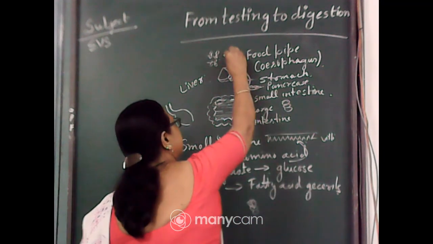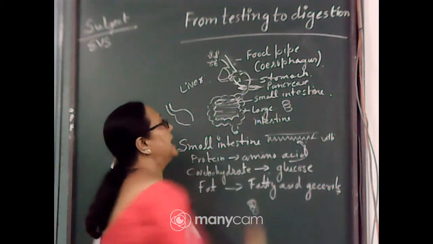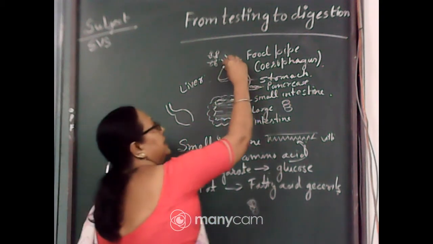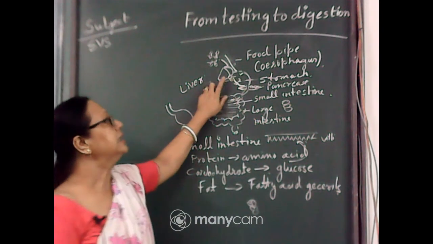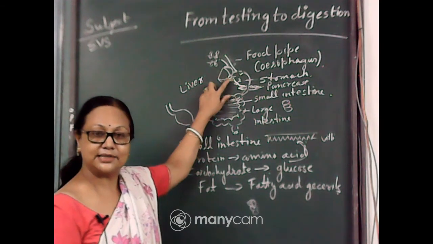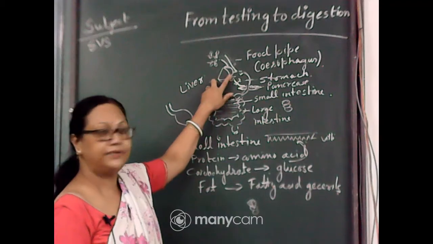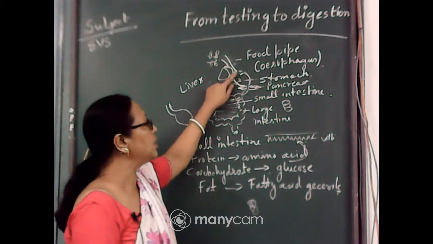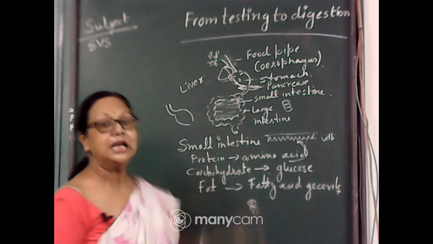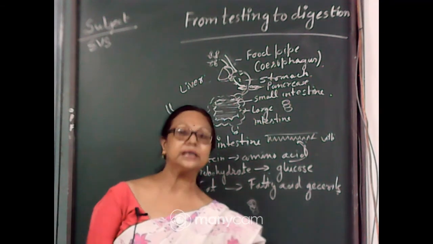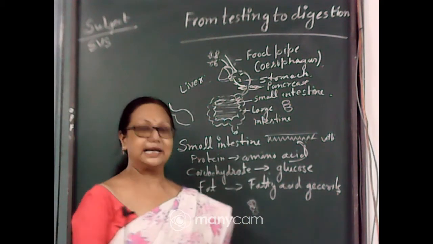Near the stomach and food pipe, you can see a big organ called the liver, and from the liver the food gets the bile juices. The bile comes from the liver to the stomach, where it mixes with the food and forms a paste. Hydrochloric acid is also secreted, so the food is being digested over here.